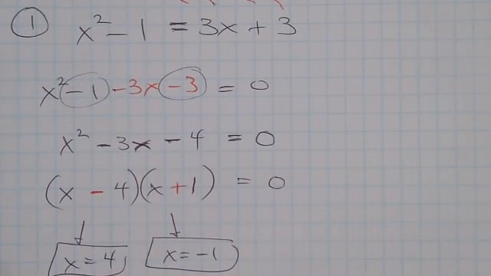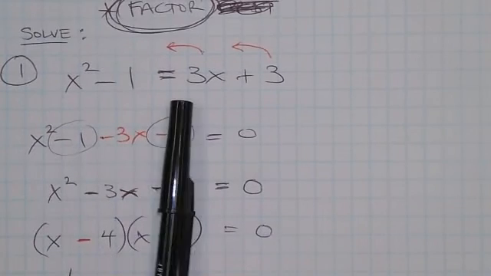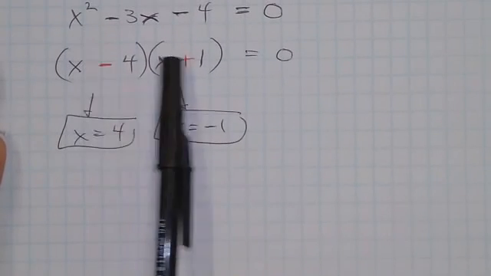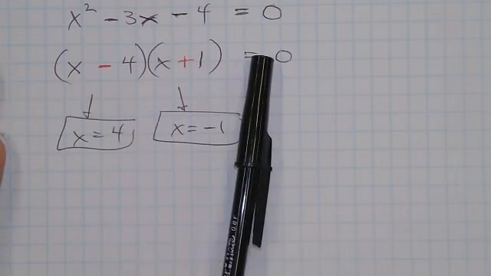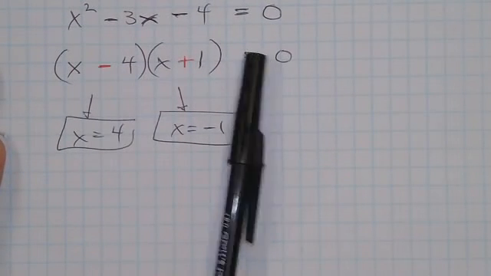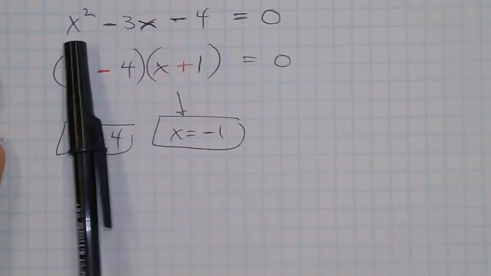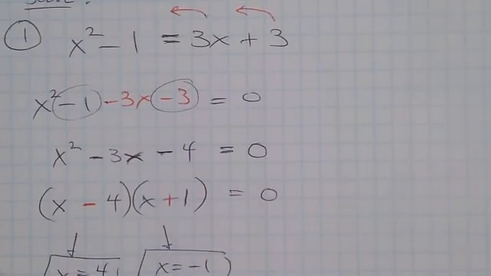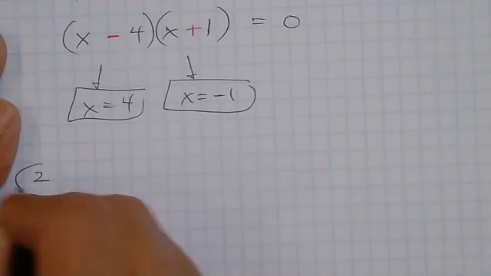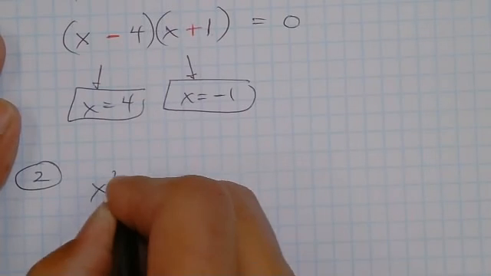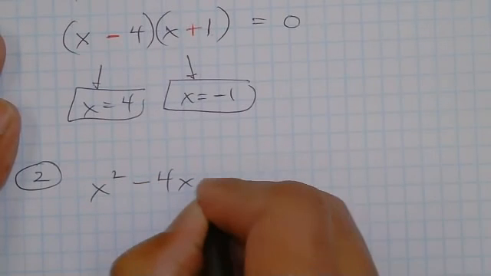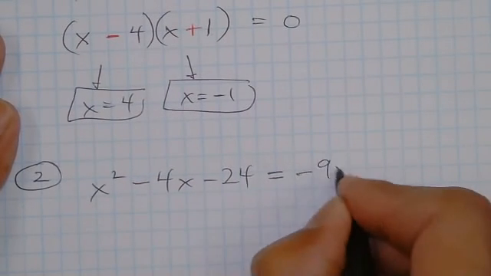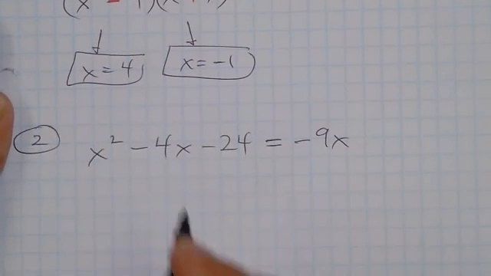So do you guys see it's not really anything new? They look much more intimidating. Before you were starting the problem here, see, right? Remember they were already like this and it was equal to 0? Before you start the problem like this, it was already in order and it was equal to 0. But now it's not. Now it's not going to be in order. Okay, that's not going to be a big deal. Number 2. X squared minus 4x minus 24 equals negative 9x.